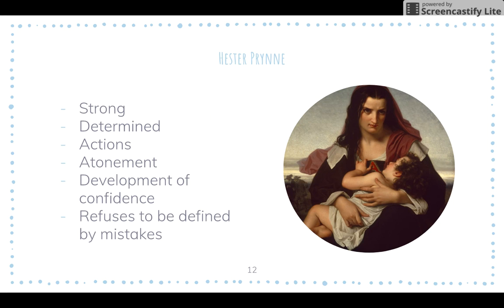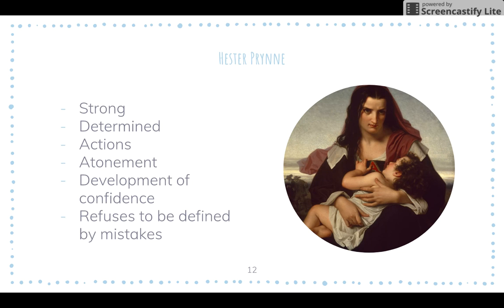Okay, Hester Prynne, I just want to go through the characterization of her. She is a strong, independent woman. She's determined to continue her life and to make a life for Pearl despite her previous actions and her previous mistakes. Her character is revealed through her actions, her atonement, and how she treats other people.